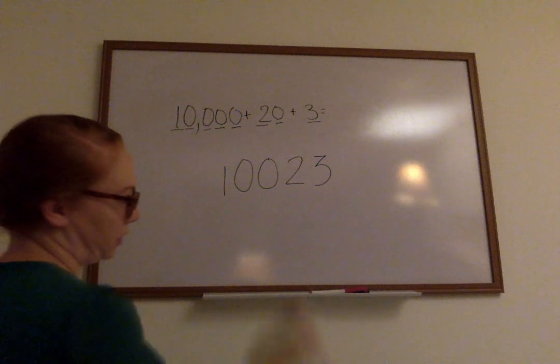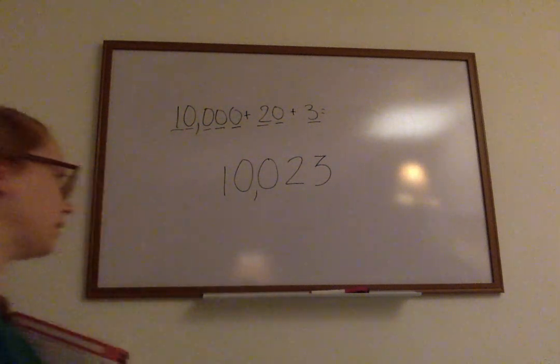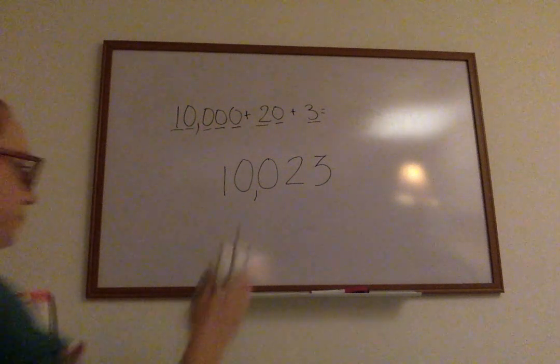Now I need my comma. Start from the back. 1, 2, 3, comma. My answer is 10,023.